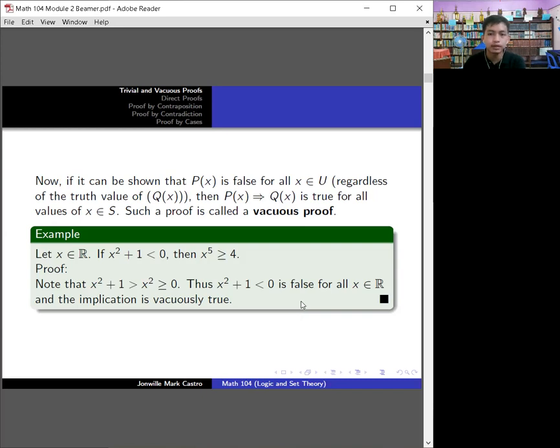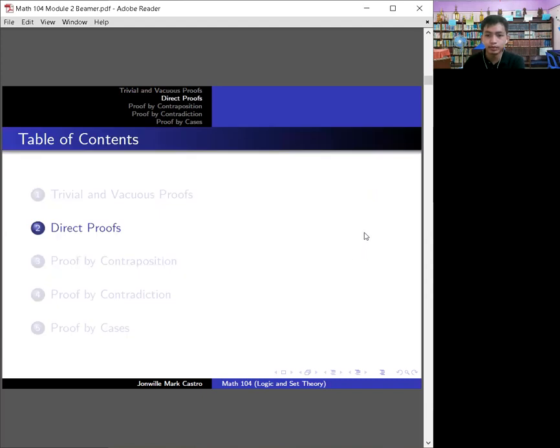Yan yung trivial and vacuous proof. So si trivial, pag yung conclusion natin is always true regardless of hypothesis. Si vacuous naman, the hypothesis is false regardless of truth value of conclusion. Okay. Next is direct proof.